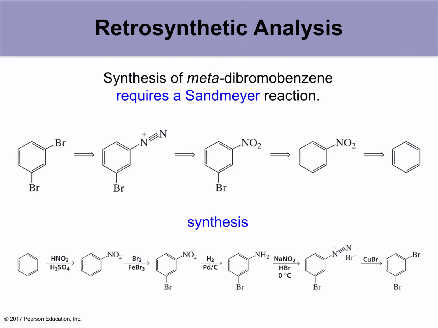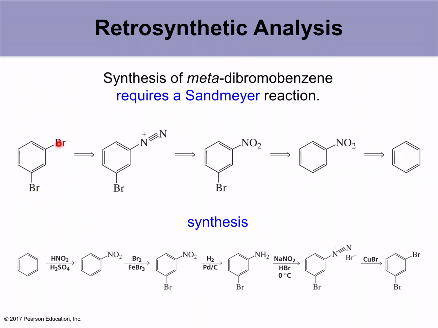Okay, so retrosynthetic analysis. Let's say you want to make this molecule from benzene. Remember, in retrosynthesis you're going backwards, starting from the product that you want at the end, and you go backwards and see how we can come forward. So, synthesis of meta-dibromobenzene from benzene. It requires a Sandmeyer reaction. Remember, the Sandmeyer reaction is a diazonium salt reacting with different reagents.